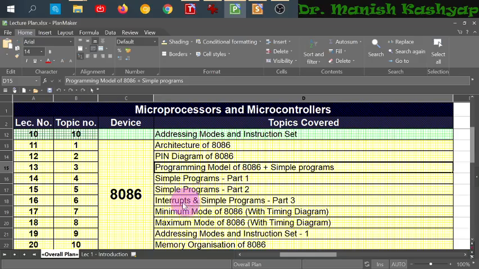For interrupts we dedicated a separate lecture where we studied the interrupt structure. And we made some simple programs on how to deal with the stack, how to deal with memory, and how to do some simple input outputs. So that's what we covered there.